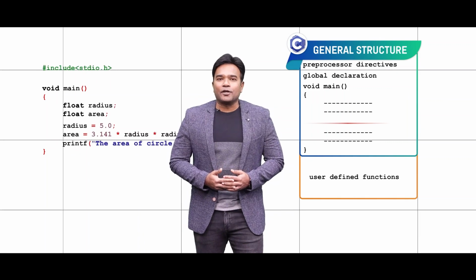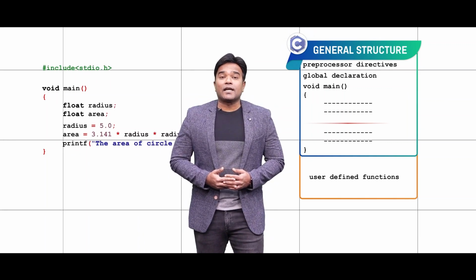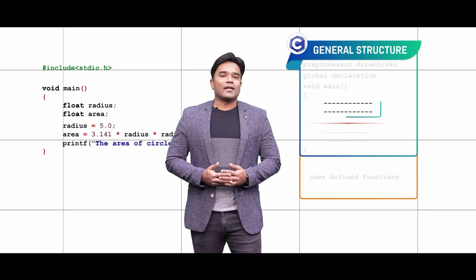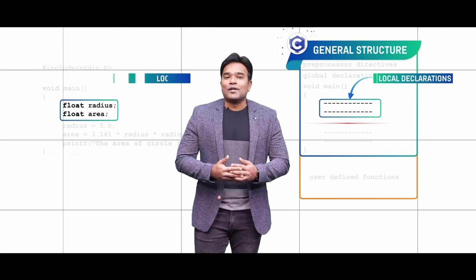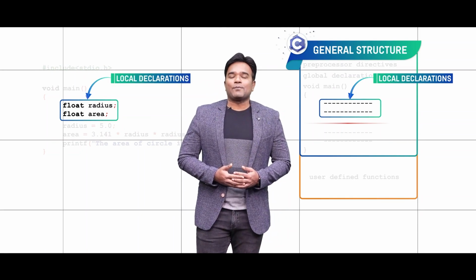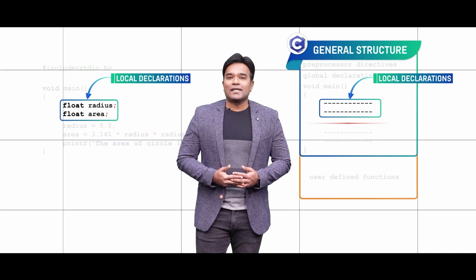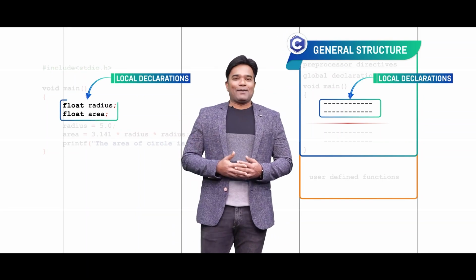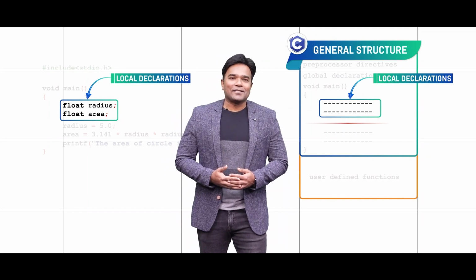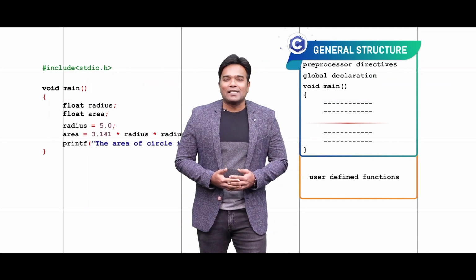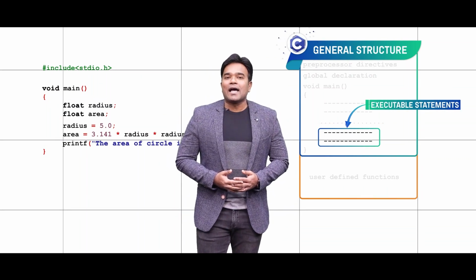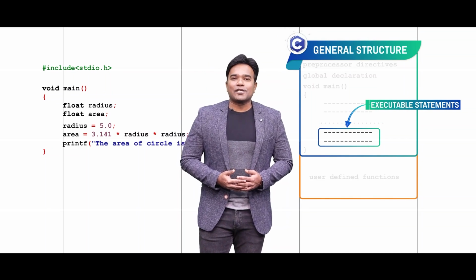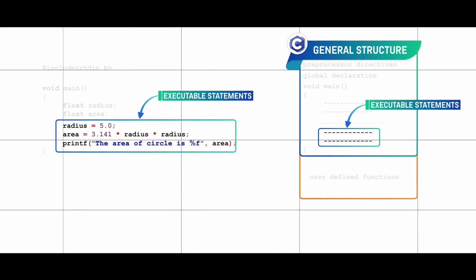And then within the main function, the general structure specifies that we should be providing the local declarations first. Well, in my program, as you can notice, the two declaration statements with respect to the variables called radius as well as area happen to be our local declarations. Not just that, the general structure also specifies that we need to have the executable statements after the local variable declarations, and these statements are what we refer to as the executable statements.